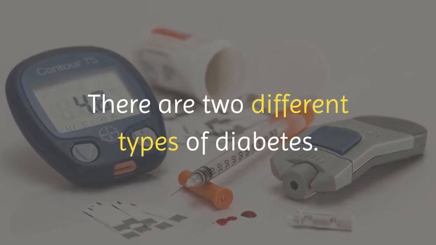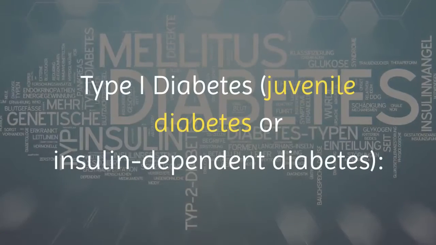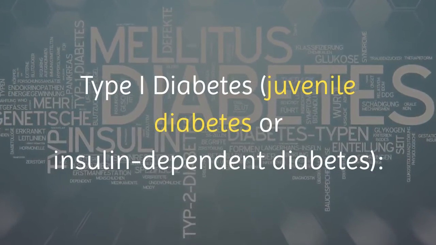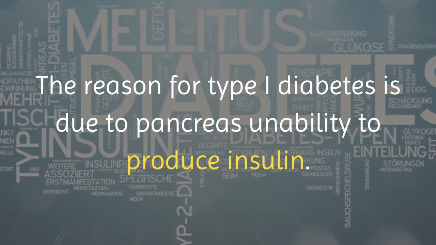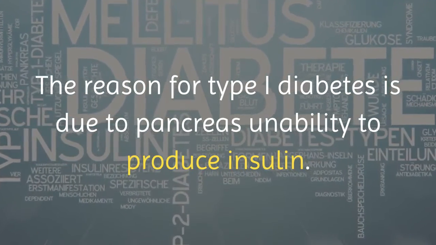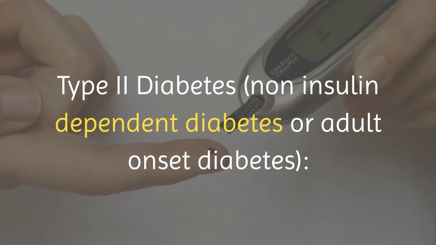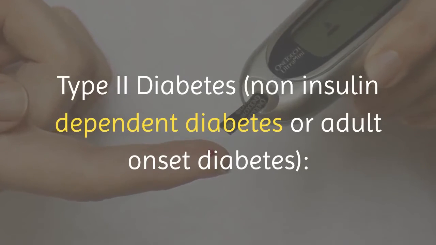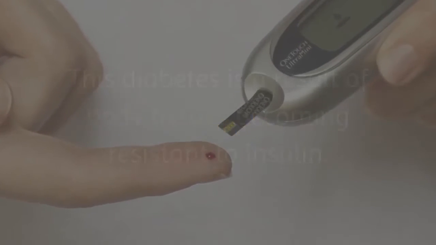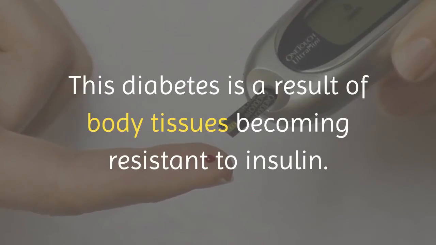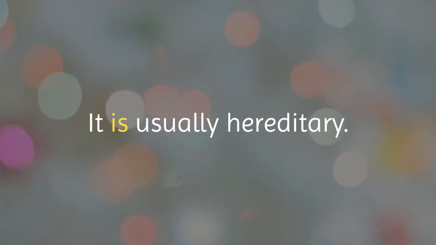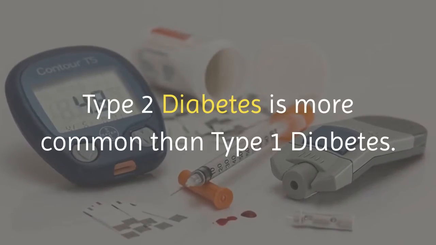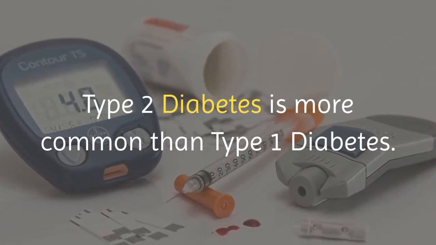There are two different types of diabetes. Type 1 diabetes, juvenile diabetes or insulin-dependent diabetes. The reason for type 1 diabetes is the pancreas's inability to produce insulin. Type 2 diabetes, non-insulin dependent diabetes or adult-onset diabetes. This diabetes is a result of body tissues becoming resistant to insulin. It is usually hereditary. Type 2 diabetes is more common than type 1 diabetes.